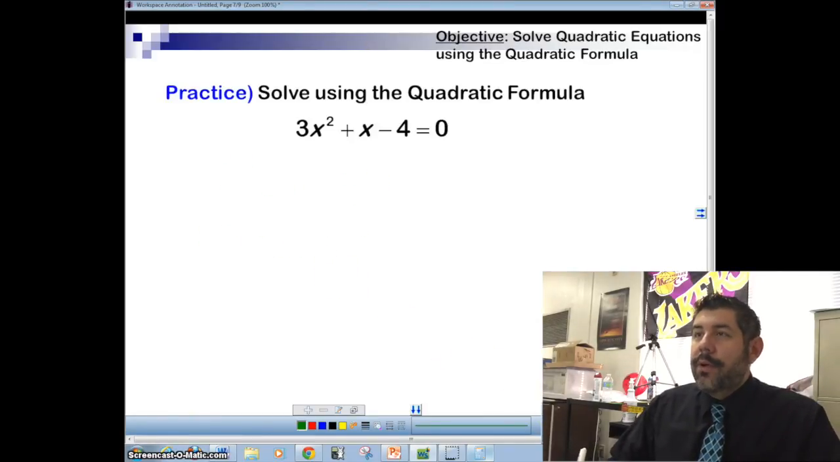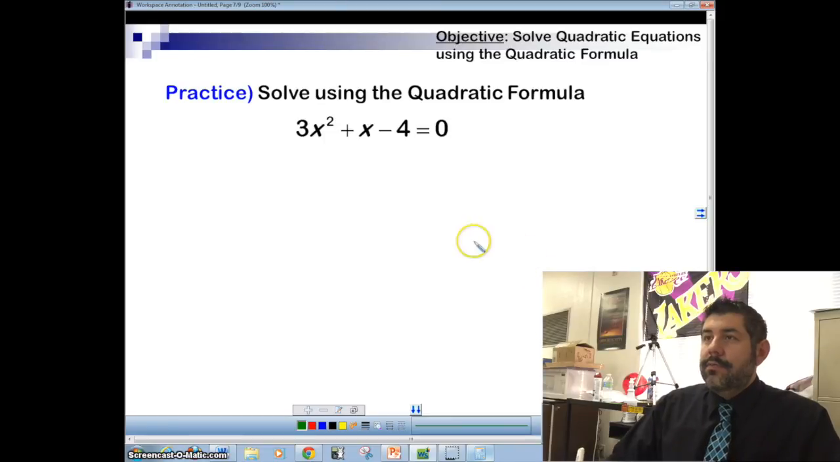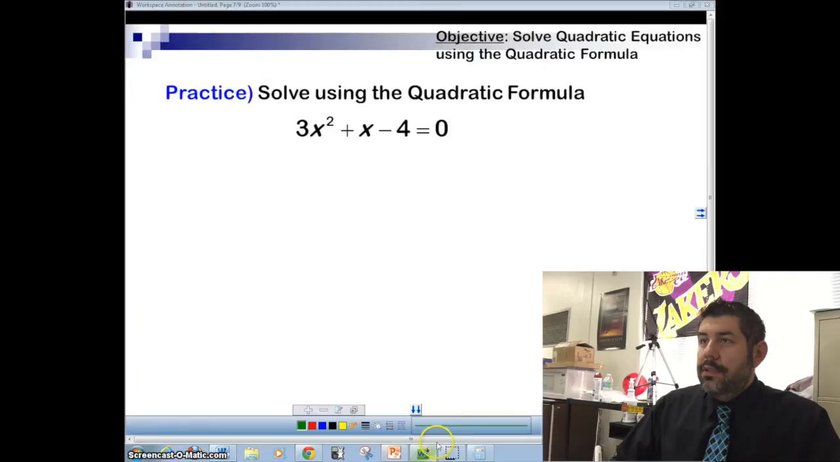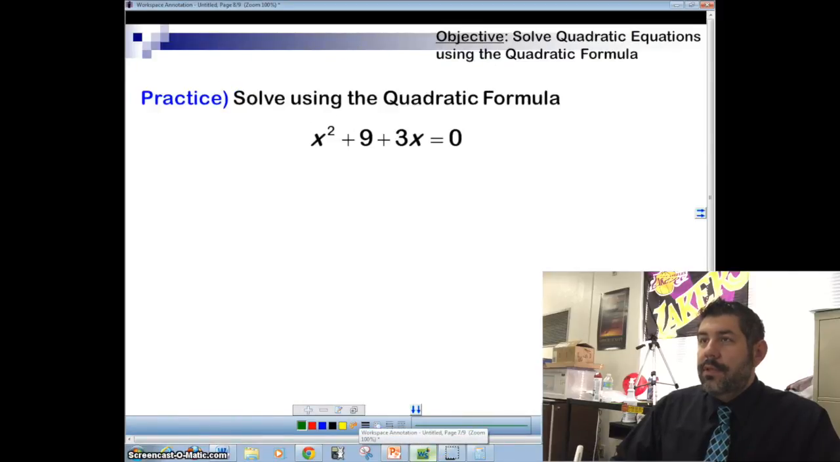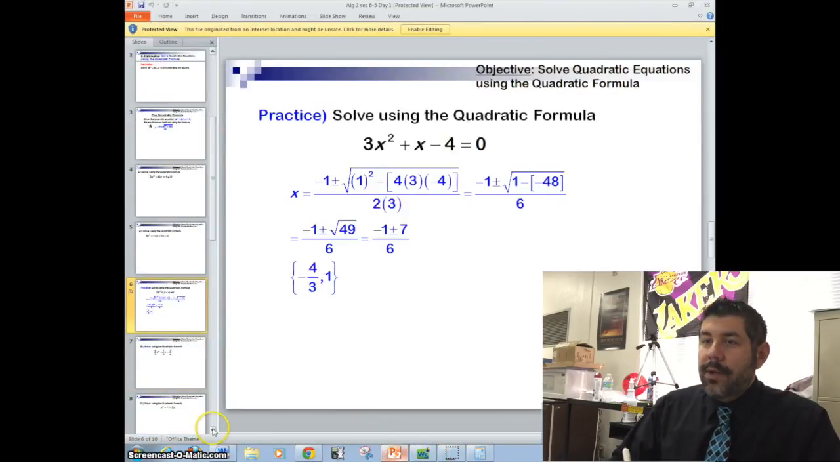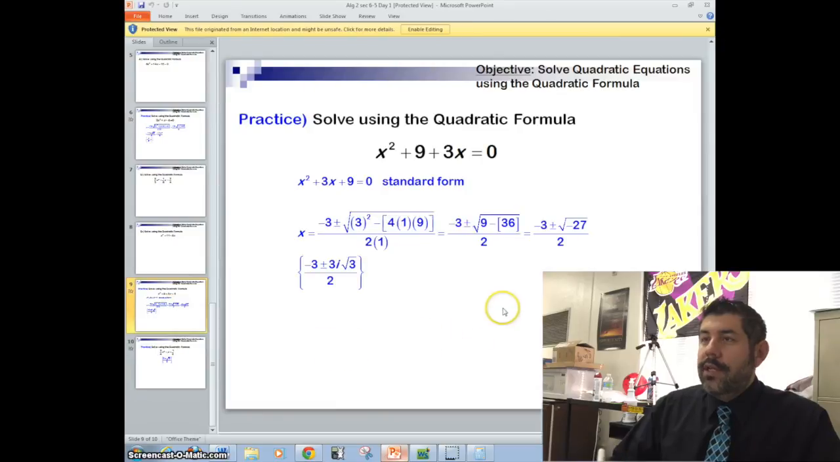All right, so here's one of the practice problems. Okay, so the answer to that practice problem is right there. All right, that's the first practice problem. Let's take a look at the second practice problem. And you're going to want to rearrange these here. Okay, so that way you got your a, b, and c correct. And the answer to the second practice problem is right there.